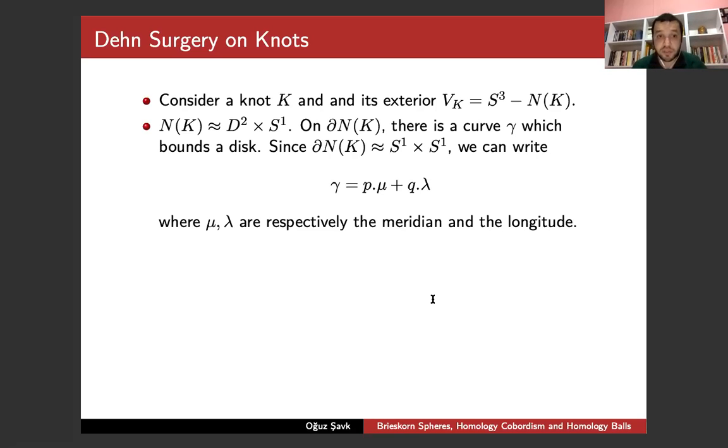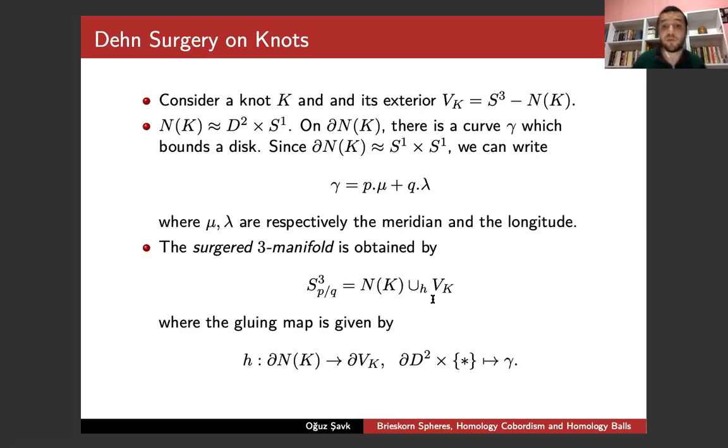What is the surgery three-manifold? The surgery three-manifold can be obtained by gluing the tubular neighborhood of the knot to the knot exterior by respecting the following homeomorphism. So the surgery manifold can be understood from this continued ratio p/q.